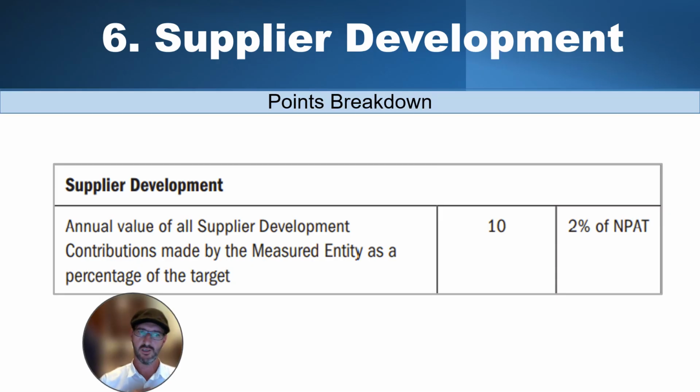So if you go into the B-BBEE scorecard detail, it's very simple in that there's only one line, and it means that you need to spend on supplier development, developing one or two of your suppliers that are 51% black owned. You'll get 10 points on the scorecard for this. So it's an important element in order to get to a decent level on the scorecard at the end. The cost of it is around 2% of net profit after tax, and that is for generic companies only. So your other scorecards, your sector scorecards, might have different percentages. Some more, some less. I suppose most of them are more.